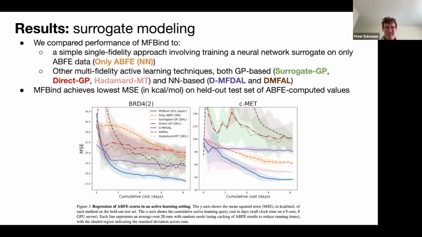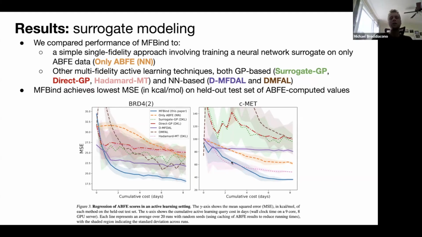And we find that MFBind achieves the lowest MSE, measured in kcal per mole, on this held out test set of ABFE computed compounds. So we can see that MFBind generally most efficiently uses the active learning budget to make good predictions on the test set.